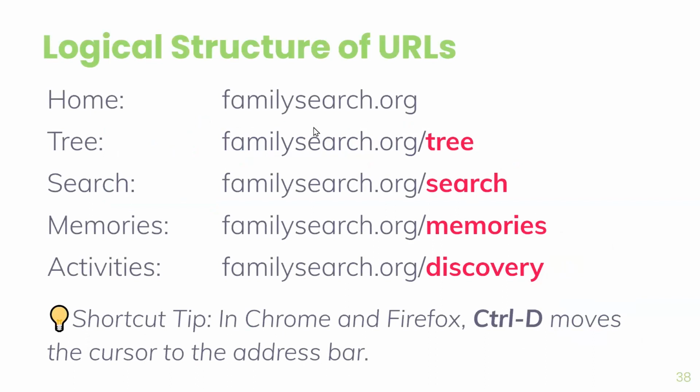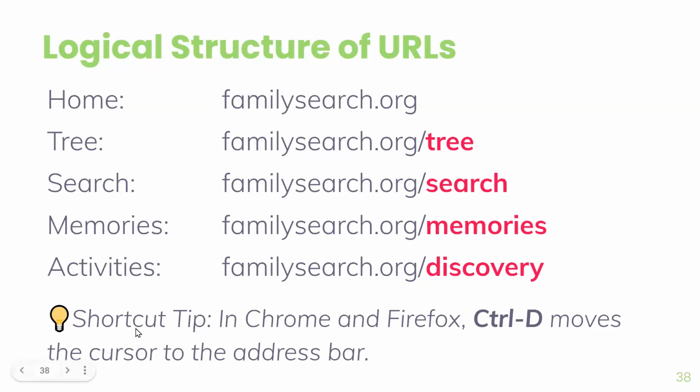So home is always just familysearch.org. Tree is familysearch.org/tree. Search, this is historical records. Just do search. Memories, as you would imagine, takes you to the gallery, your memory gallery. Activities, that one is a little bit of a mismatch. And I think it's probably because when they first started this a few years back, it was before the pandemic, if I remember right, when they added these activities, they called them discovery activities. And now the URL still says discovery, but the menu item now just says activities.